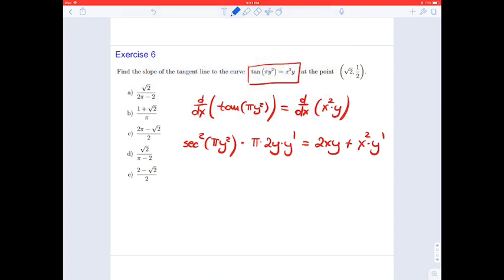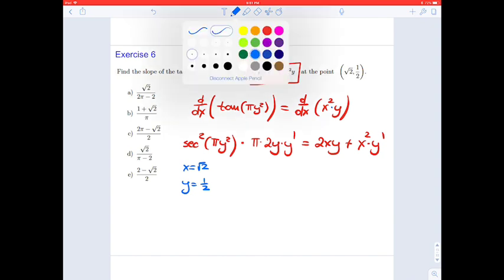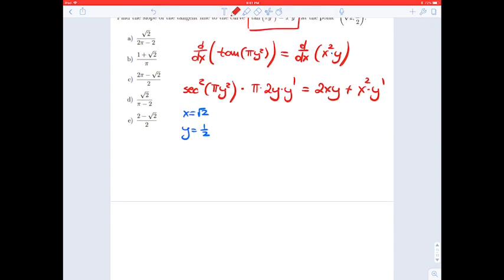And as always, let's use the advantage. x is square root of 2, y is 1/2. Let's see how we can simplify. Secant squared of pi y squared: y squared is 1/2 squared, so I have 1/4, pi over 4. Okay, I will be a little bit faster this time.